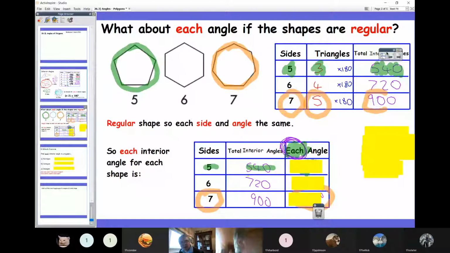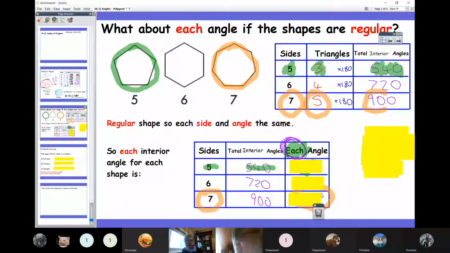There we go. So what we're now saying is, let's focus on the 5, 6 and 7-sided shapes. Now, what about what each of the angles is if it's a regular shape? Let's go through the table top right that we've just done. We've said there's 5 sides, there's 3 triangles, 3 lots of 180 is 540. There's 6 sides, 4 triangles, 4 lots of 180, 720, and so on.